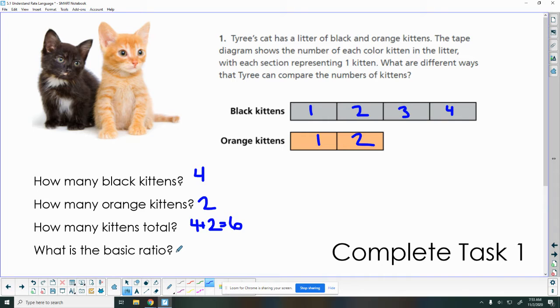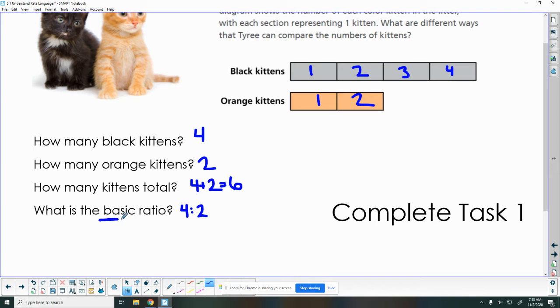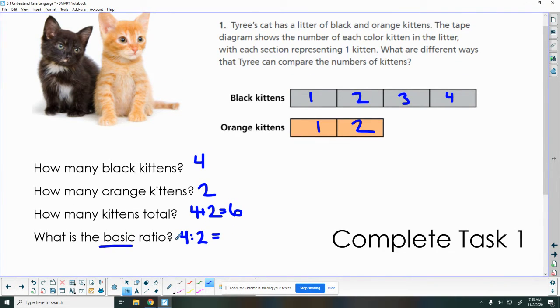So now I want to think about what is this basic ratio. So every time she had 4 black ones, she had 2 orange ones. So basic means I can simplify it. So what can go into 4 and 2? So their greatest common factor is 2. So 4 divided by 2 is 2, and 2 divided by 2 is 1. So every time she has 1 orange kitten, that means there's 2 black kittens.